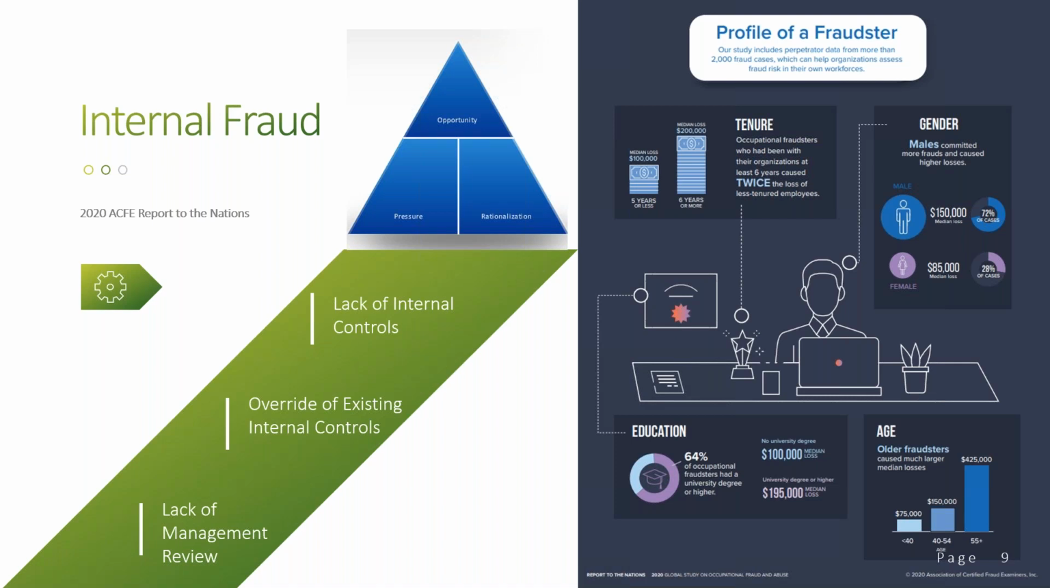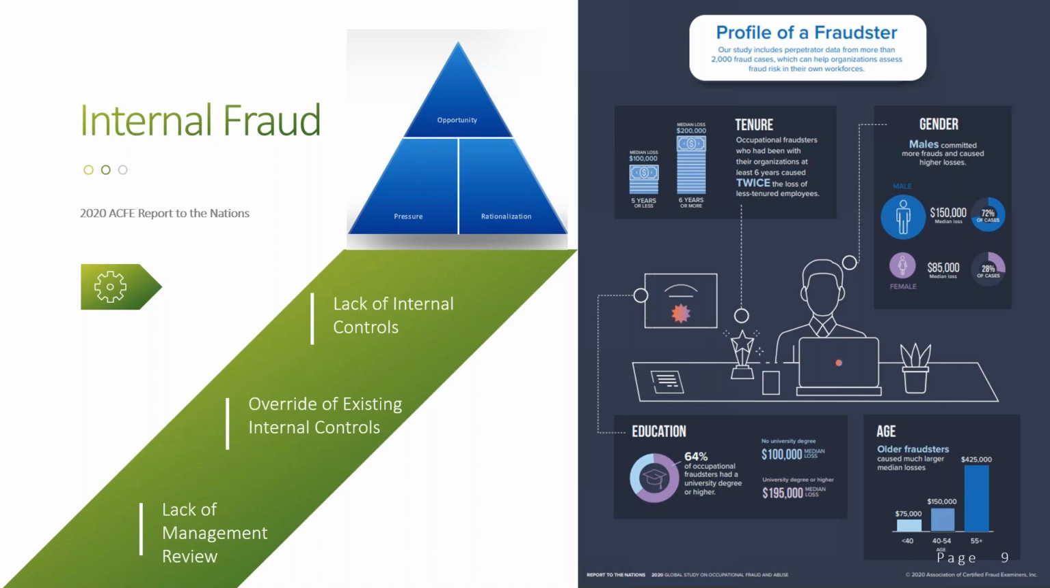Now, according to this infographic, team members that have been with the company for 6 years or more took twice as much. Male and older team members resulted in higher losses. 64% of all occupational fraudsters have a university degree or higher. The Report to the Nations also found that internal control weaknesses contribute to occupational fraud.